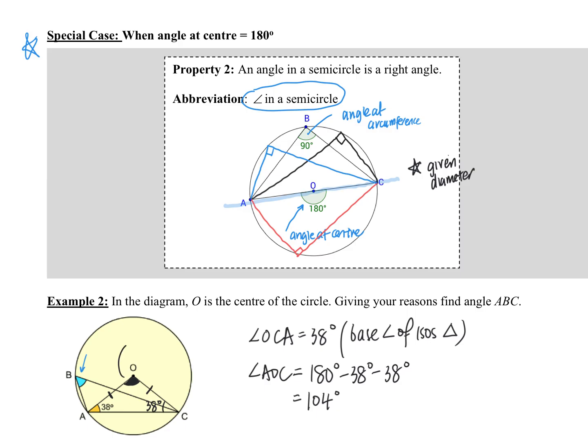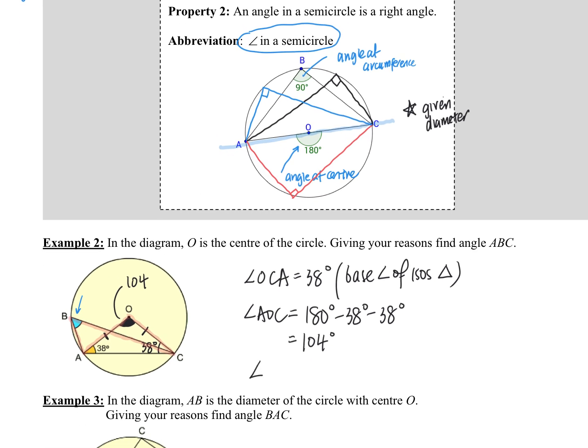So now you know this is 104. Do you see your butterfly or bow tie? So the butterfly or bow tie tells me that the angle at center is double the angle at circumference. So you can write ABC is 104 divided by 2. Reason, angle at center, 2 angle at circumference.